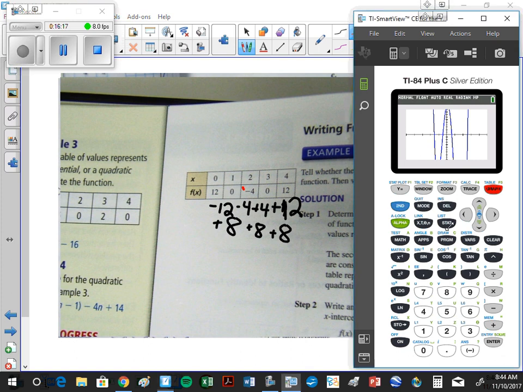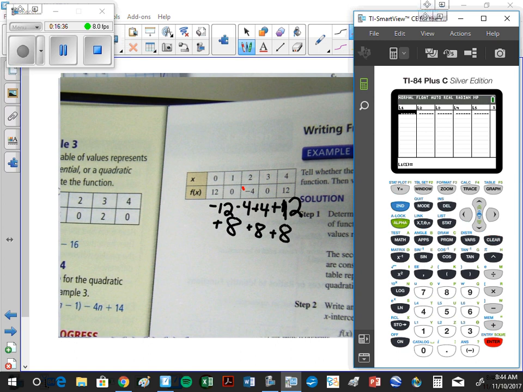So, go into Stat. We've done this before, right? Stat, Edit. And then clear out your L1 and your L2. Don't push Delete. Push Clear.